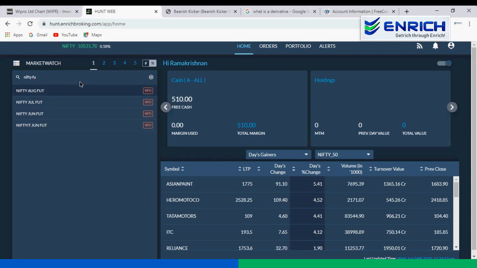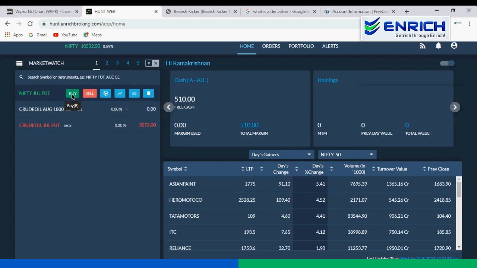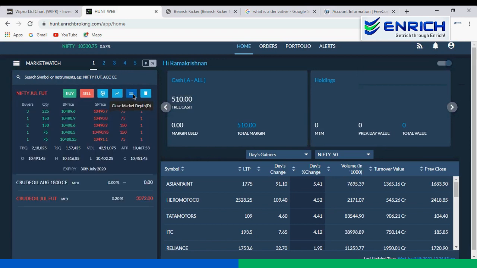Now, the expiry of futures is always on the last Thursday of the month. So for the current month, June, the expiry was on the 25th of June, which is the last Thursday of this month. And if Thursday is a national holiday, the futures expires the previous day, which is Wednesday. Now remember, shares or stocks don't have an expiry period, but futures and options do have an expiry period.